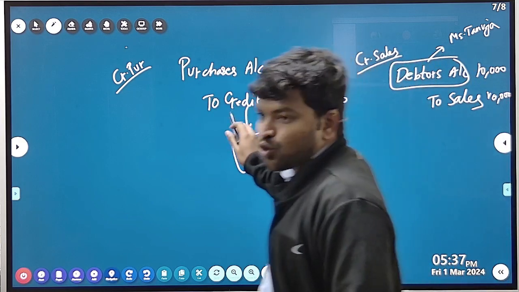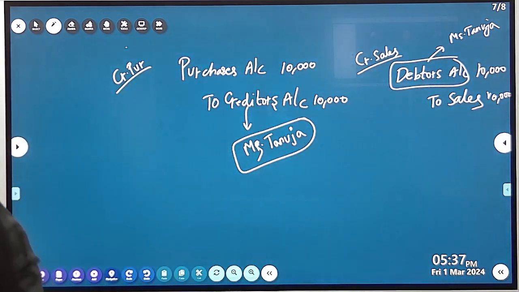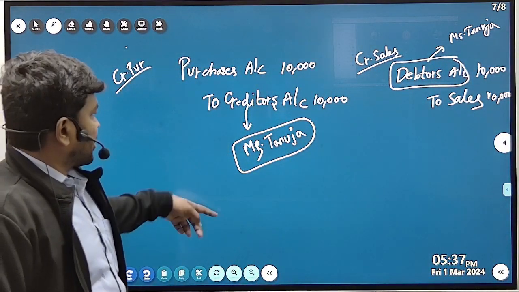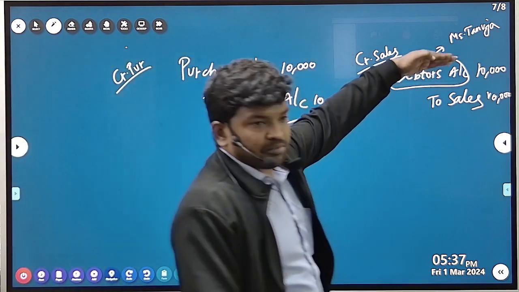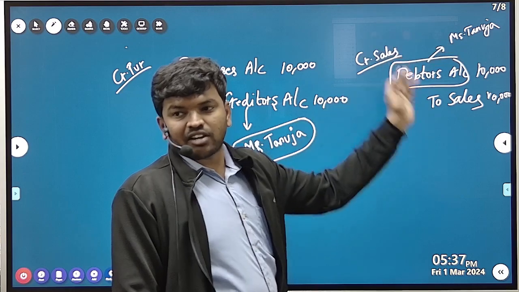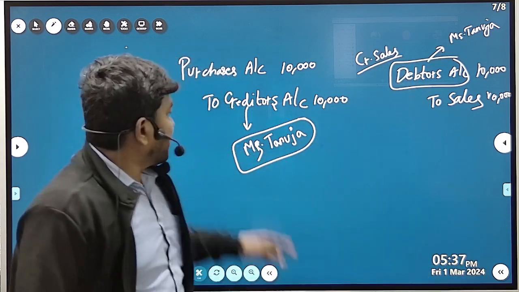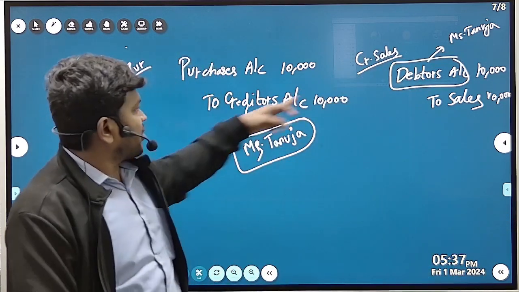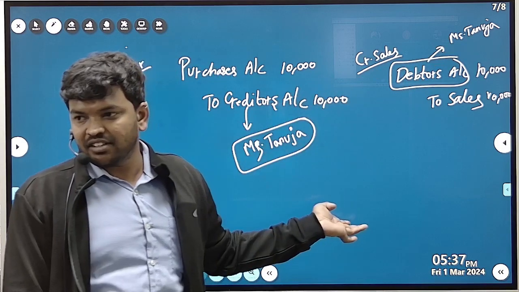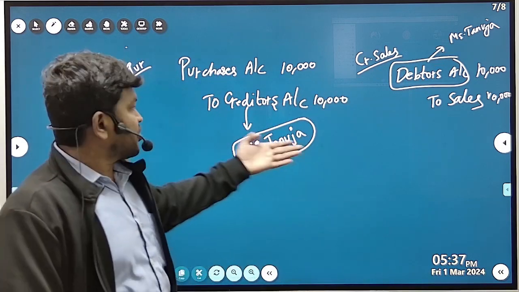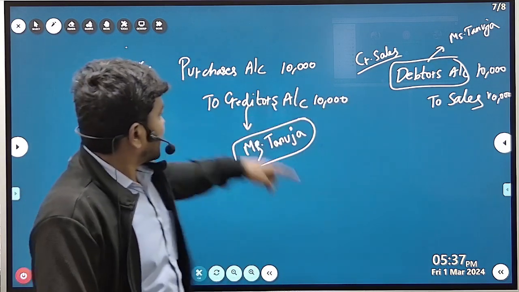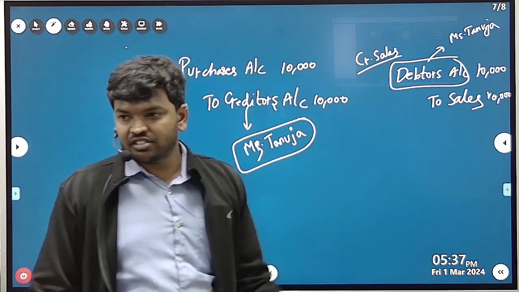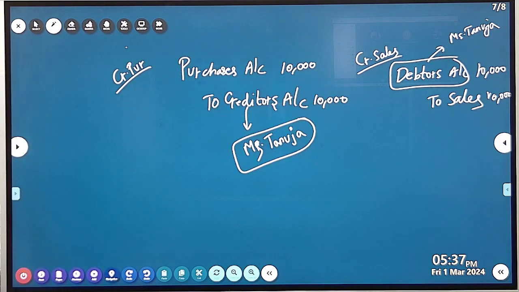Normally what happens, you pay to the creditors, yes or no? So what will be the entry? Creditors account debit to cash or bank. You receive from these debtors, yes or no? Cash or bank account debit to debtors account. But in this case, both this debtor and creditor are the same person. So instead of paying and collecting, what you do? Creditors account debit to debtors. That is the entry.